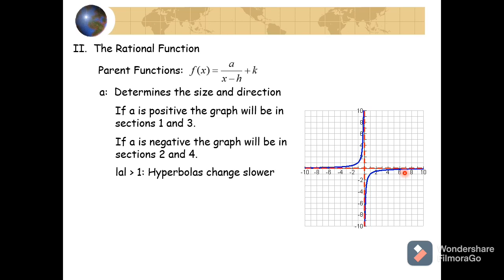If the absolute value of your a is greater than 1, then the hyperbola changes slower. Halimbawa, f of x is equal to 7 all over x. Absolute value of 7, alam naman natin that it is greater than 1. So, mapapansin ninyo na mas malayo ng onte yung ating branches or yung ating graph sa ating asymptote.